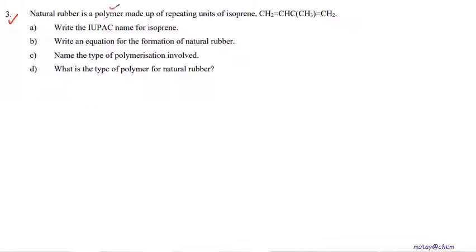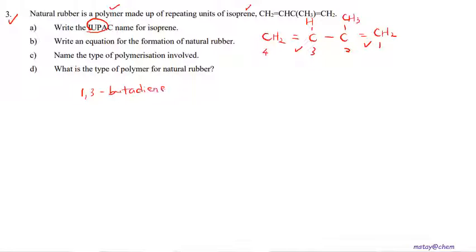Natural rubber is the polymer made up from the repeating unit isoprene. Give the IUPAC name. So CH2 double bond CH, and then CH3 double bond CH2. So the longest carbon chain consists of 1 carbon, 2 carbon, 3 carbon, and 4 carbon. So the double bond is at carbon 1 and carbon 3. So it will be known as 1,3-butadiene. And then there is one substituent at the second carbon.